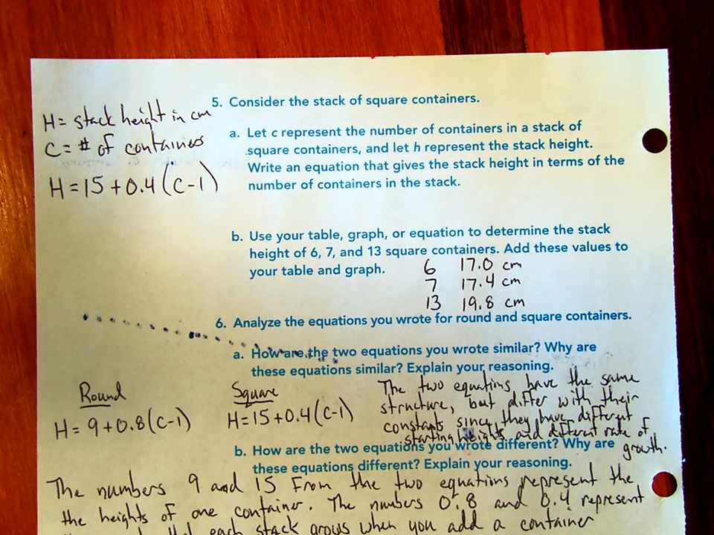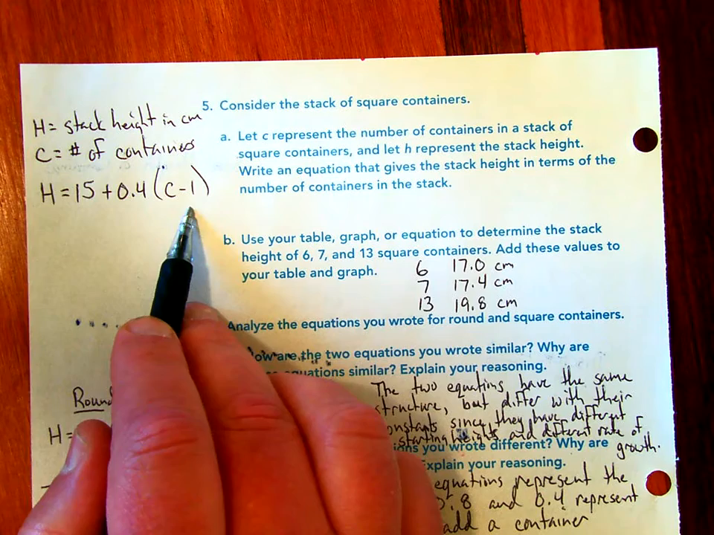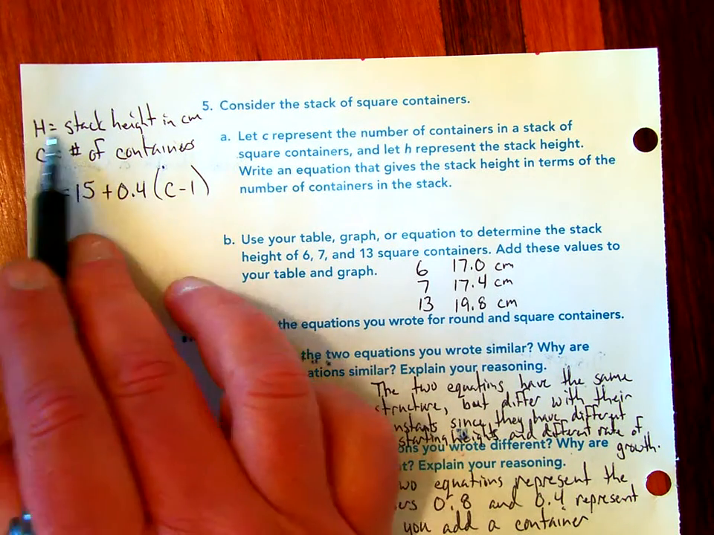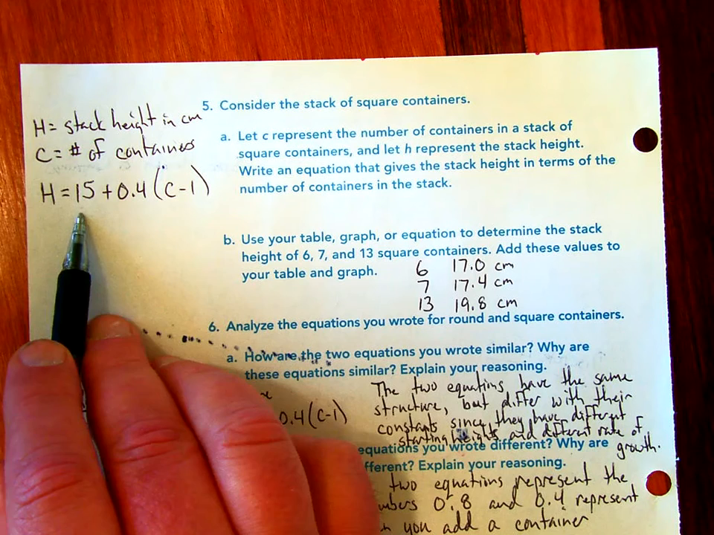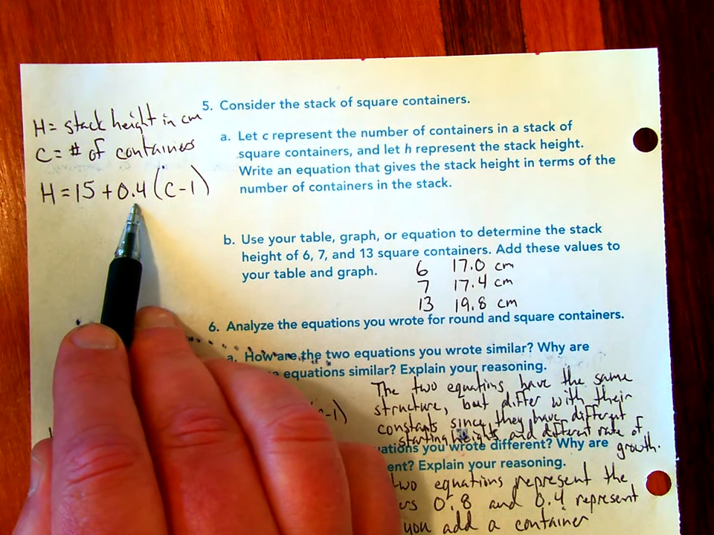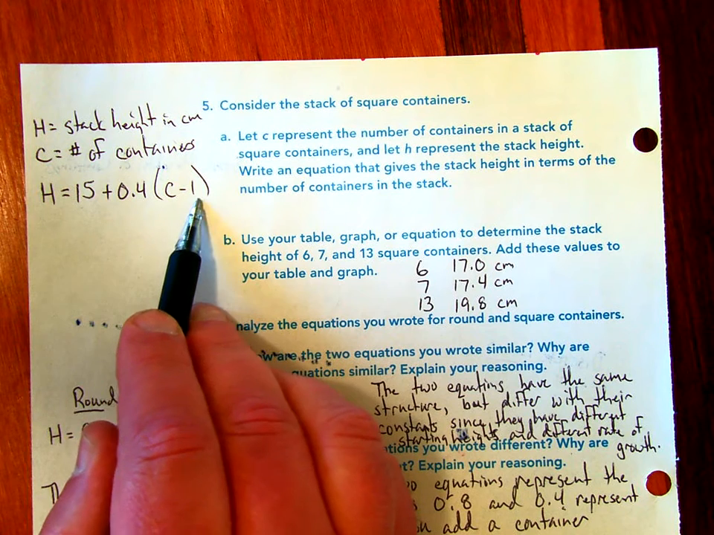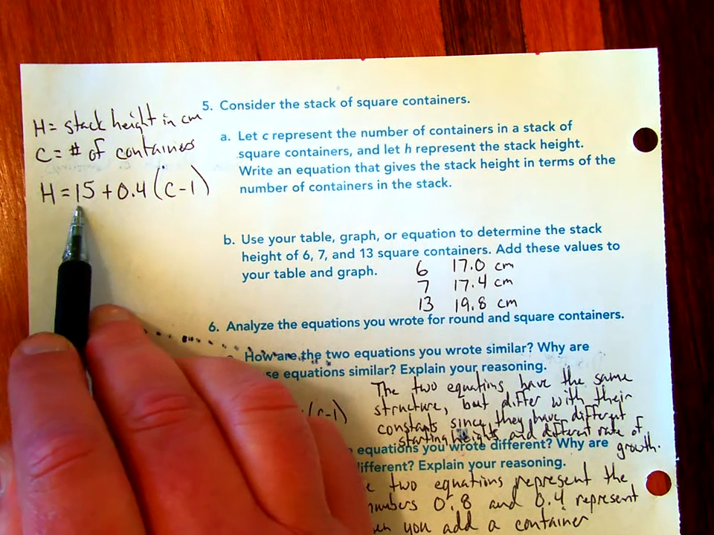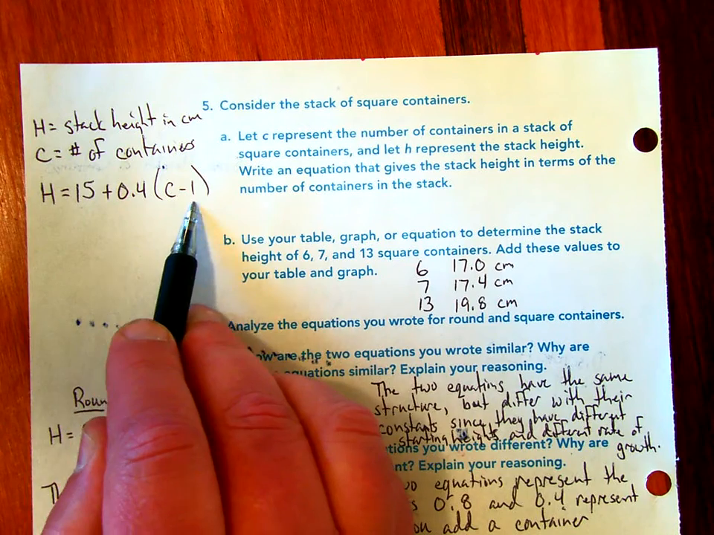This was the same equation that I used before where I had used Y and X. In this case, they're just asking us to use an H and a C. Okay, so H is stack height, C is containers. The stack height is the first container, 15, plus its rate of change. It goes up 0.4 for every container added after the first container. So I have to subtract that first container away because it was a different height. So H equals 15 plus 0.4, open parenthesis, C minus 1, close parenthesis.